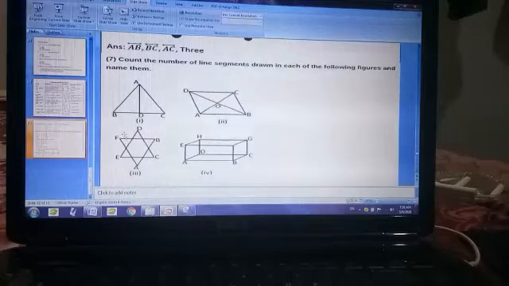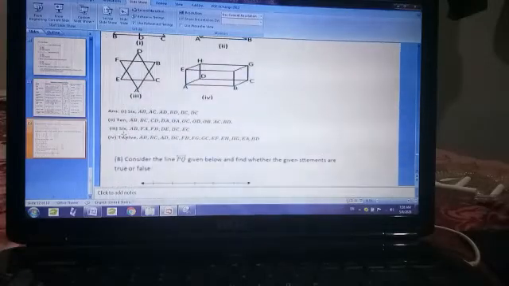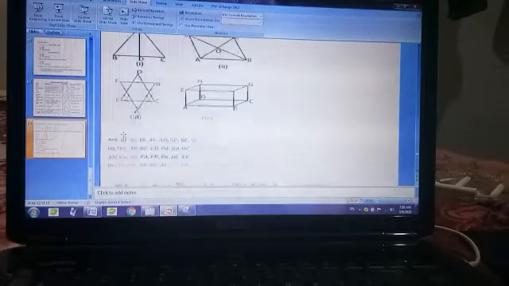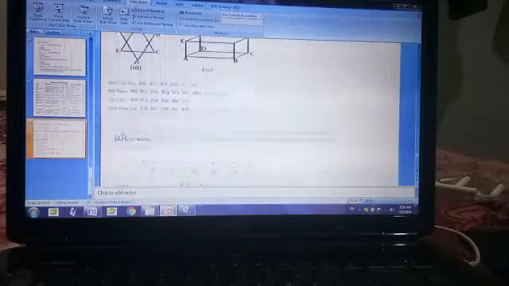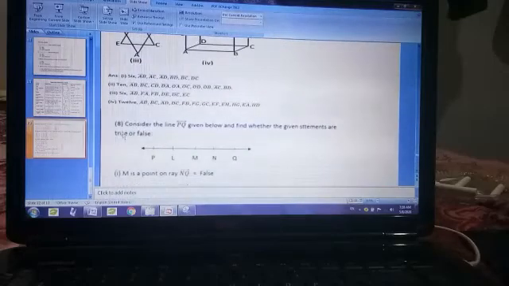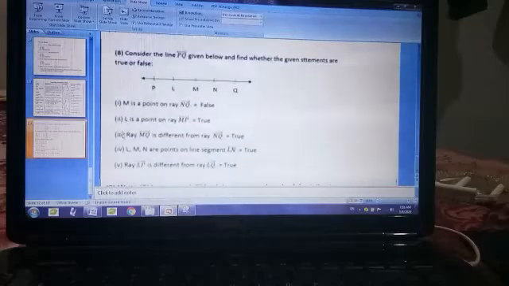Question number 7, count the number of line segments drawn in each of the following figures and name them. In figure number 1, 6 line segments are there. You can count like this: AB, AC, AD, BD, BC, DC, and in the same way you can find the other figures. In the second one there are 10 line segments, in the third one there are 6, and in the fourth one there are 12 line segments.